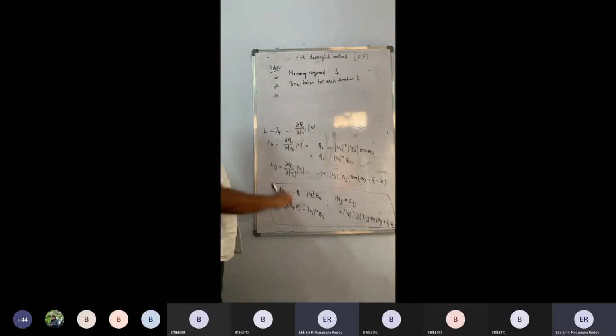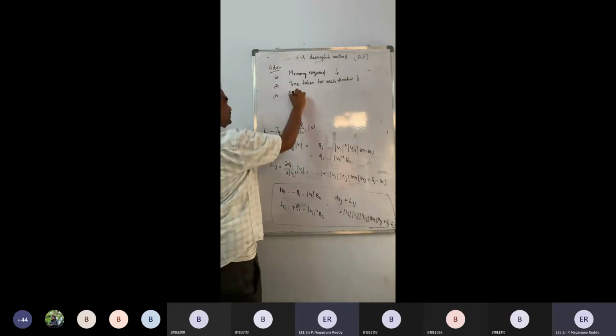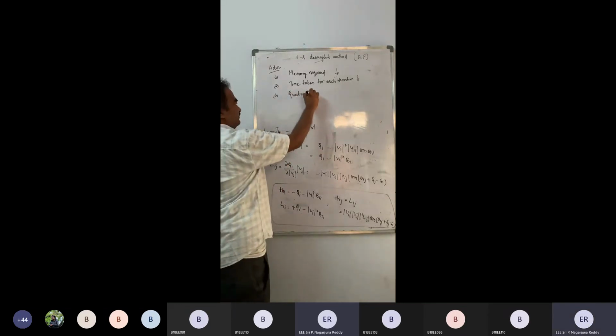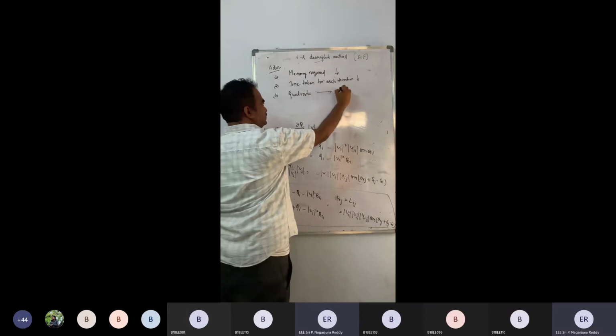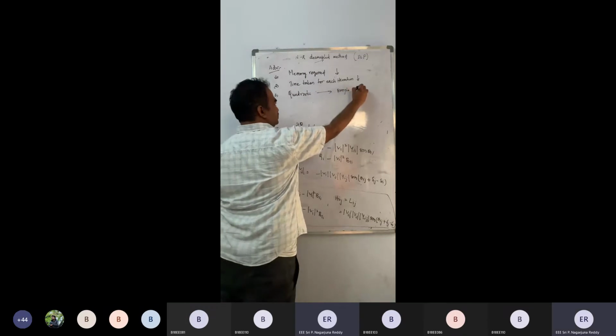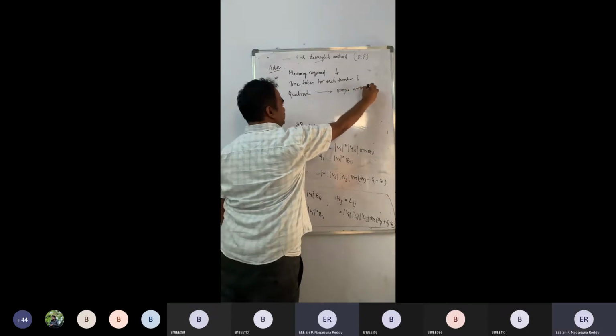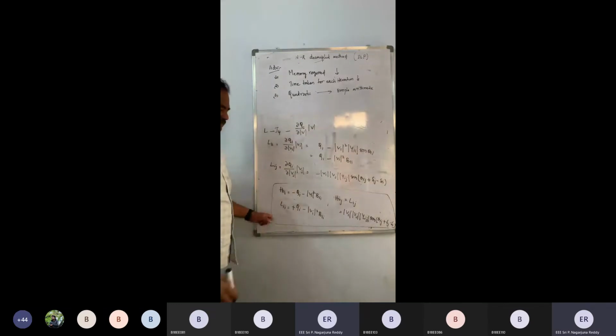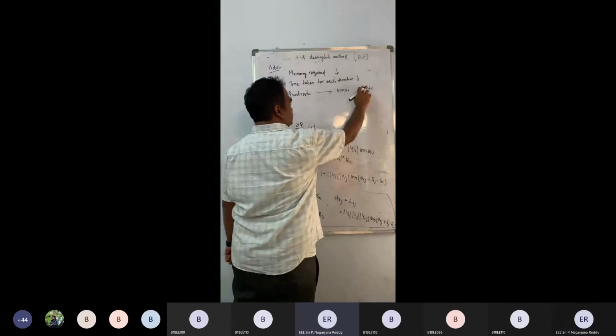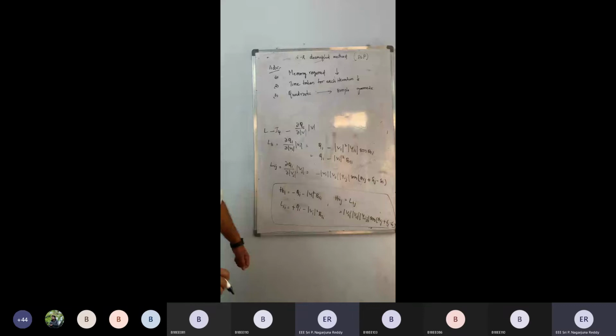The next one is, earlier we used to have quadratic convergence and very complex equations. Now these are reduced to simple arithmetic equations, simple arithmetic, simple geometry. So these are the advantages offered by Newton-Raphson decoupled.